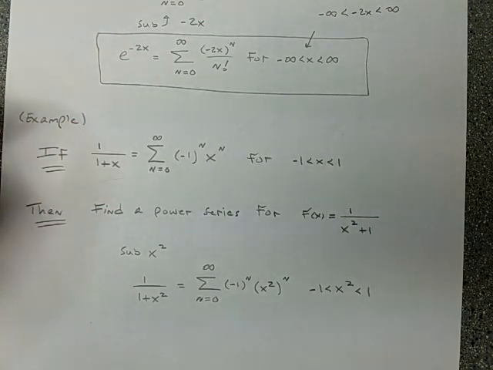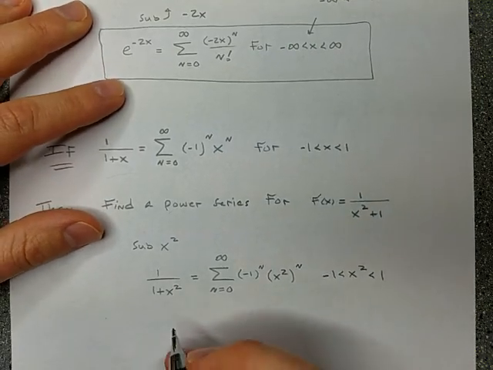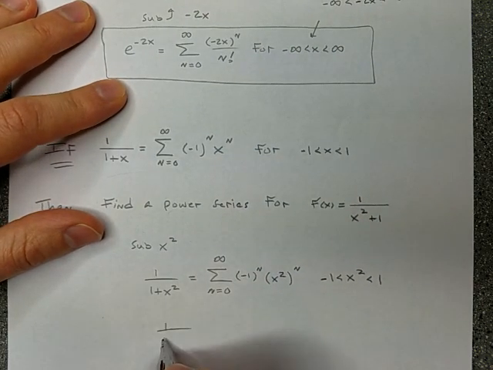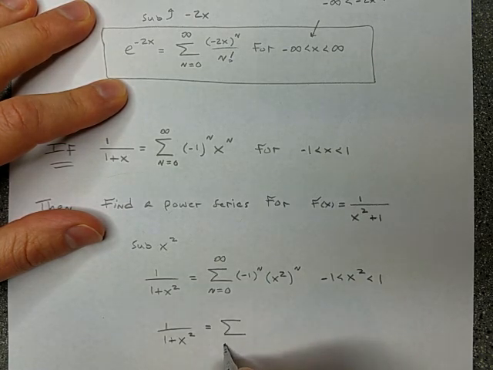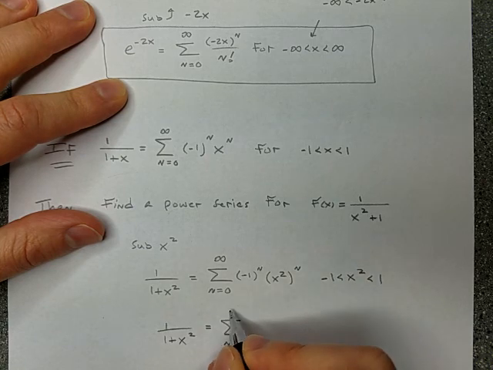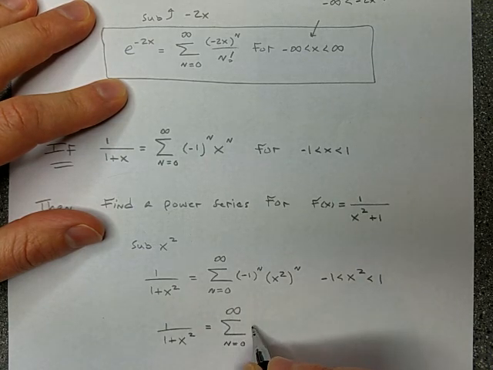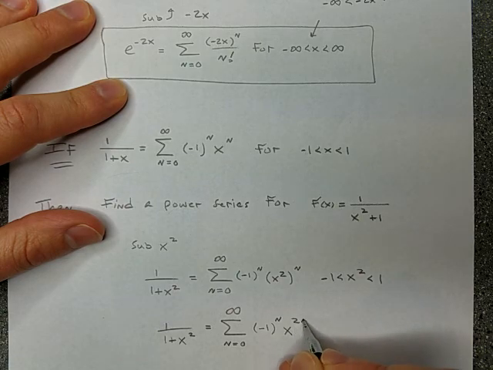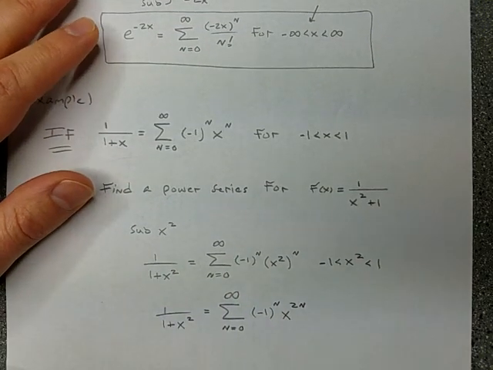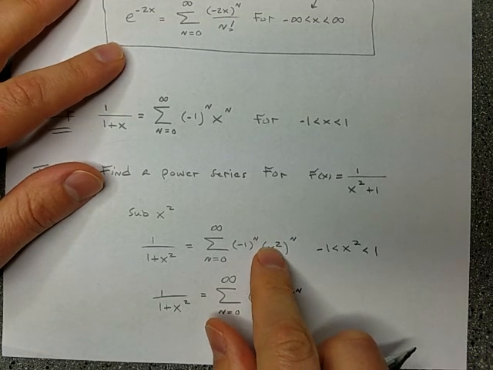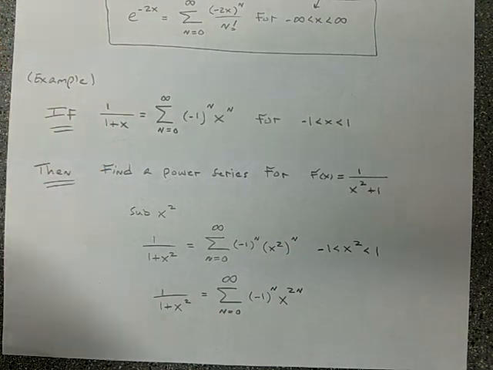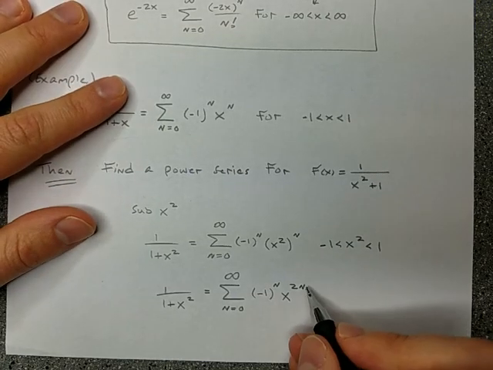Can we do some simplifying? Yes, let's say this. 1 over 1 plus x squared equals the series from 0 to infinity of negative 1 to the n times x to the 2n, like that. Because when we take a number, raise it to a power, and then raise it to a subsequent power, we can multiply them together. So I'll just say 2n.